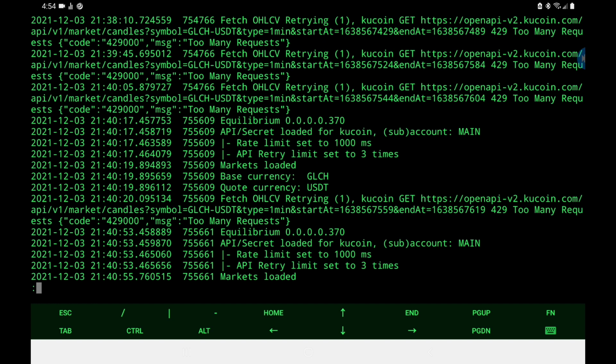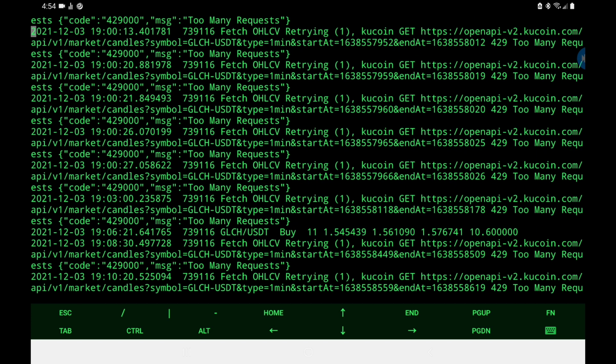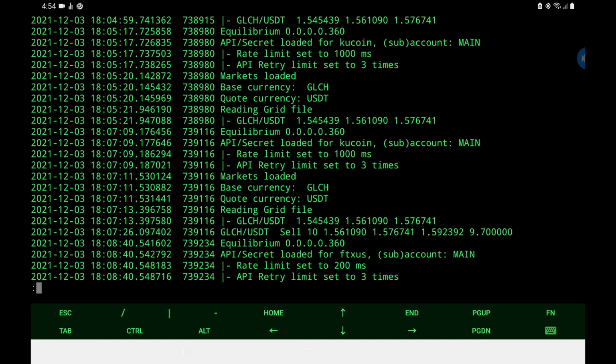Now this does have a paper mode, so you can test it without actually purchasing anything. But you must have your account credentials correct, even for the paper mode to work properly, because it does pull exchange data at the aggressive rate. Let's move past all this.